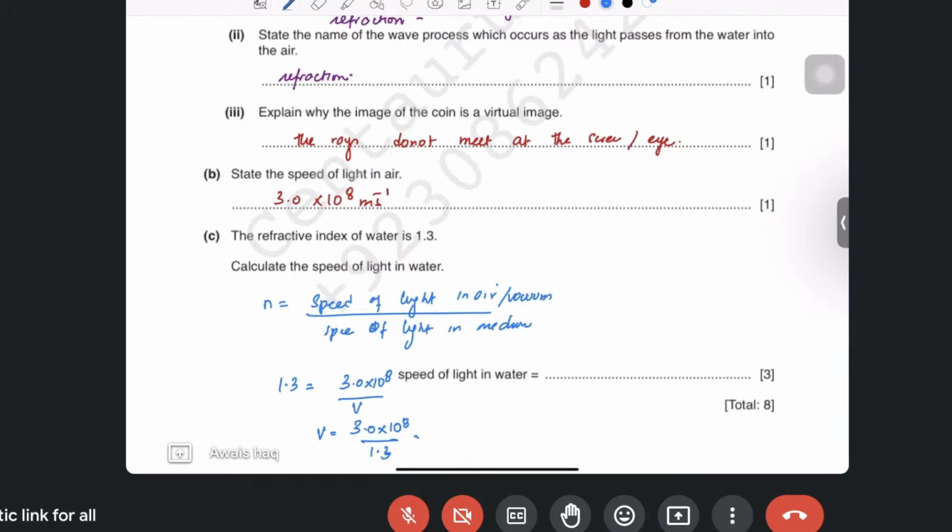2.31 into 10 power 8. Very good. 2.3 into 10 raised to power 8. And you got to write the units with it, which are very important as well. All right. Caroline and Smiley and Iman and Yusra, you guys understand this? Yes, sir. Zainab Hussain, yes.